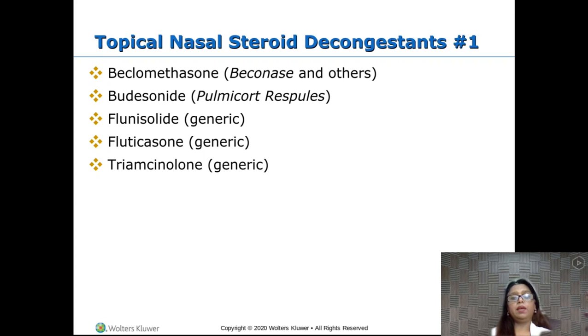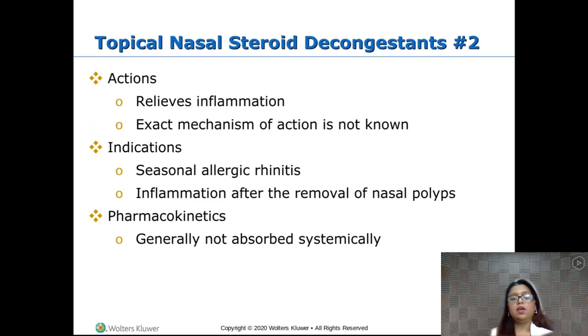Topical nasal steroid decongestants. Some steroids can be very strong when a person is feeling very congested, such as beclomethasone, very commonly used fluticasone, and triamcinolone. Those three are very commonly used. They sometimes come in combination with other medications. What do they do? All steroids are anti-inflammatory. Remember the three functions of steroids: anti-inflammatory, immunosuppressant, and hyperglycemic. They increase the blood sugars.